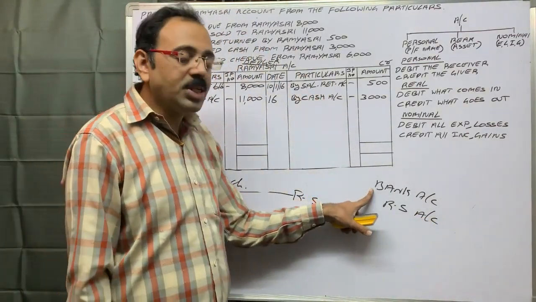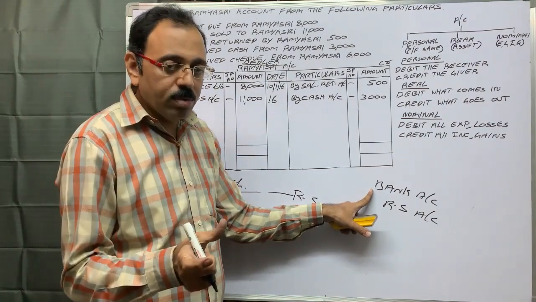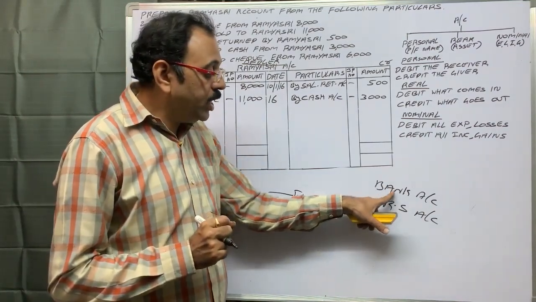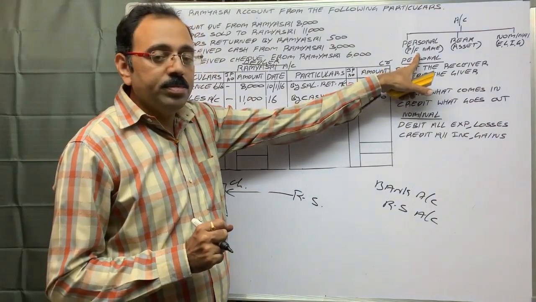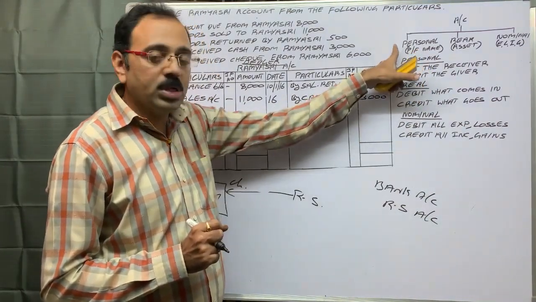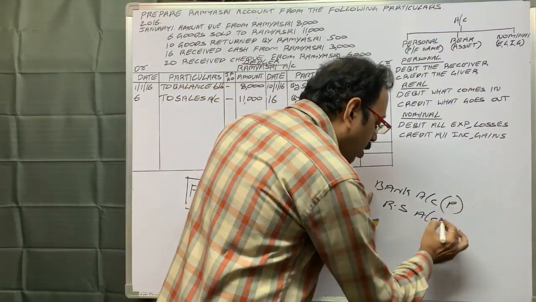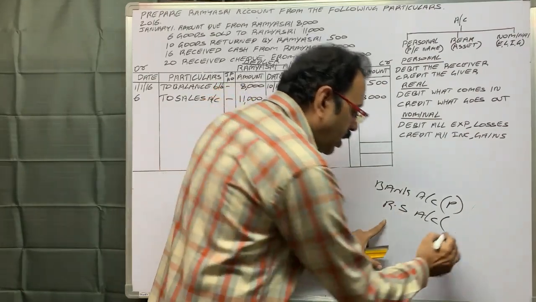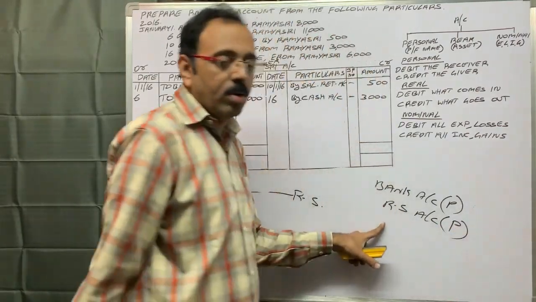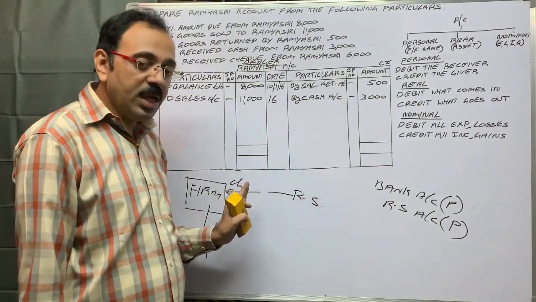Bank means, actually speaking, we write a bank name there, Andhra Bank account, like that. So it is a firm. If you open any account with firm names, it comes under personal account. So bank account is a personal account, and Ramyashri is also a personal account. Personal account rule: debit the receiver, credit the giver.